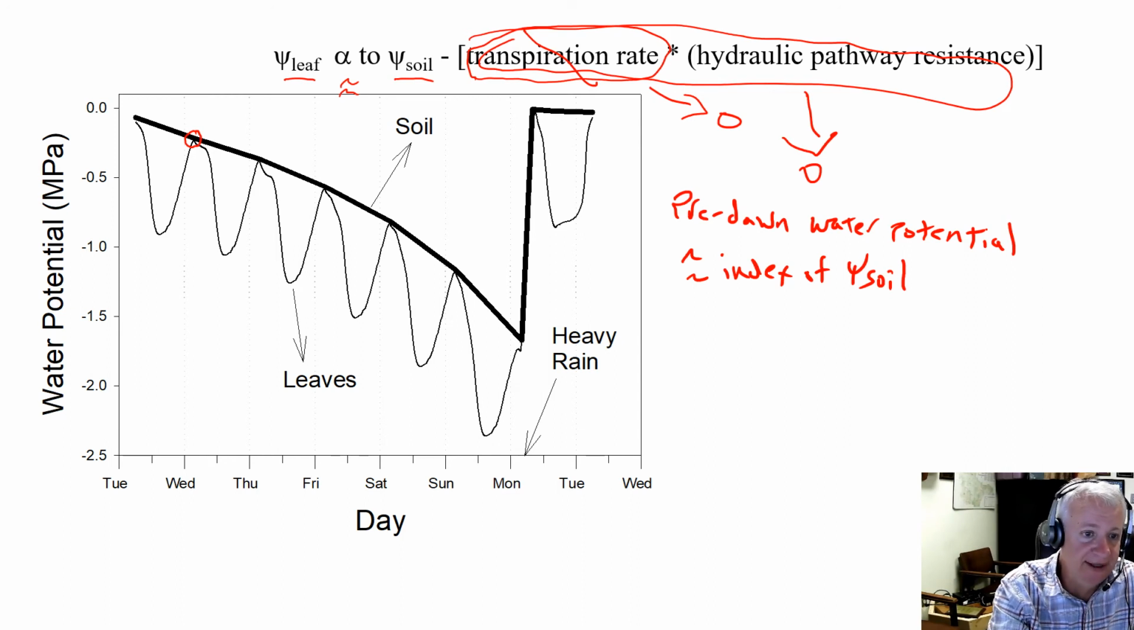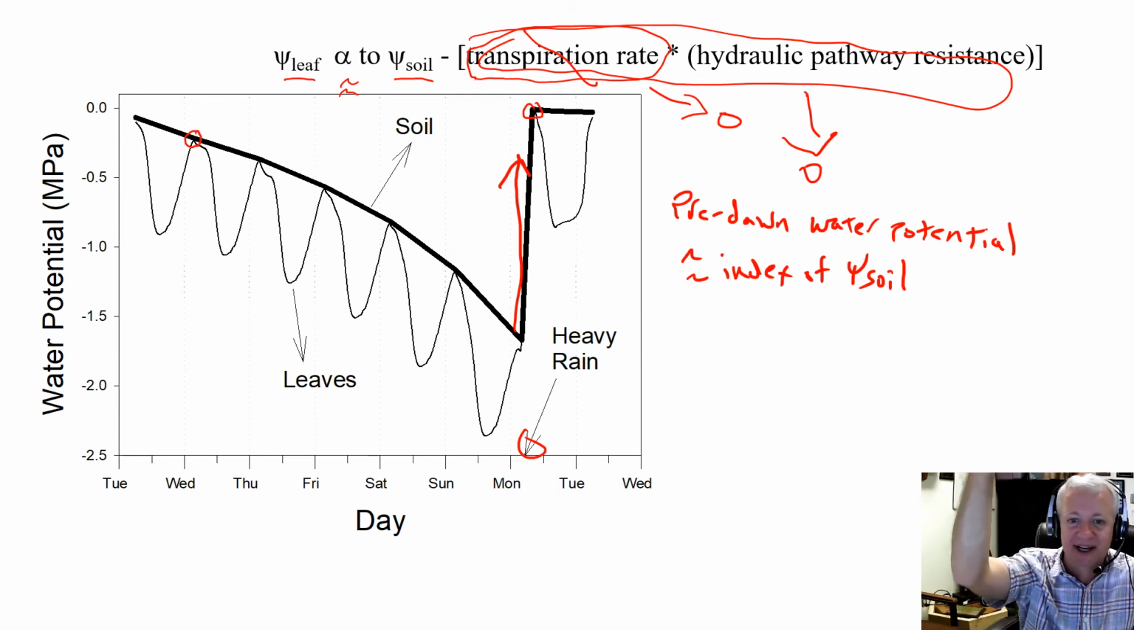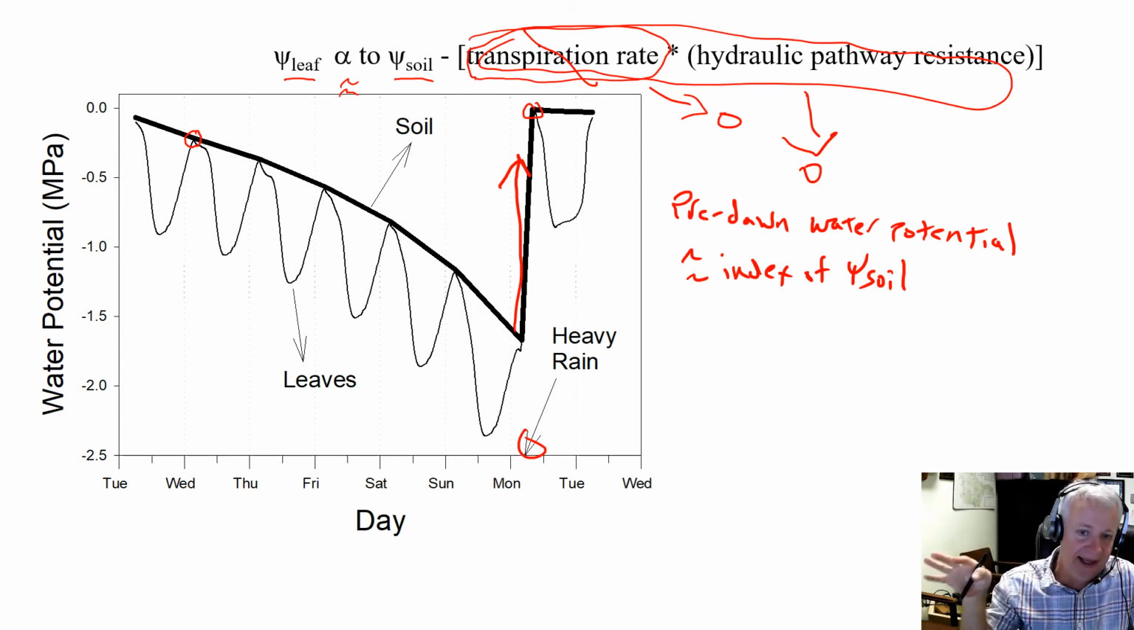Okay, at this point, a rain occurs on Monday morning. Soil water potential goes up, and the tree is in equilibrium with the soil, so its pre-dawn water potential goes back up to near 0, and the cycle starts again. So that's an example of a multi-day period of time illustrating these interactions between transpiration, soil water potential, and leaf water potential.